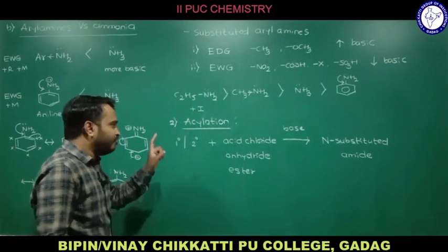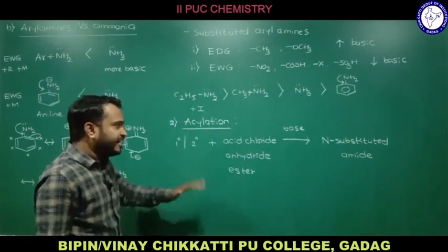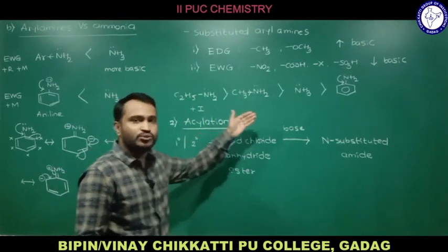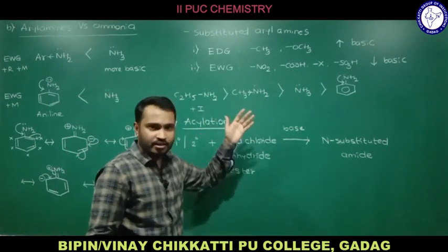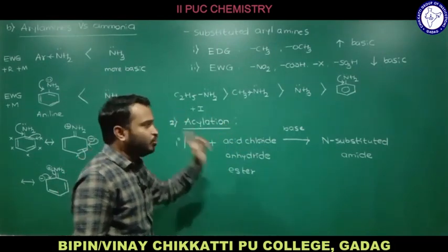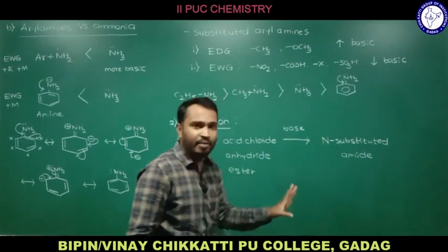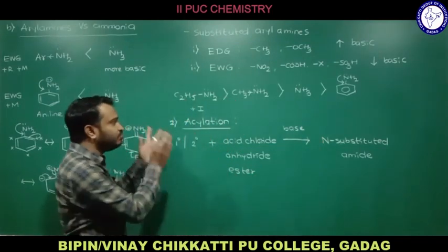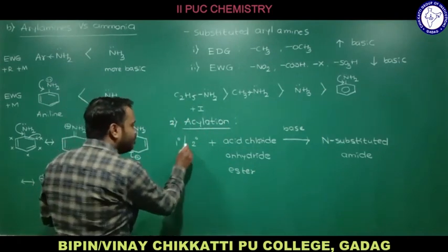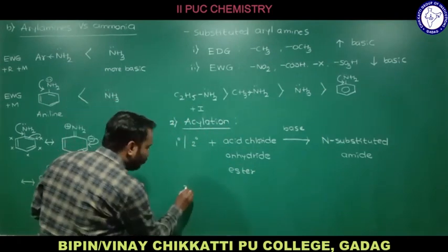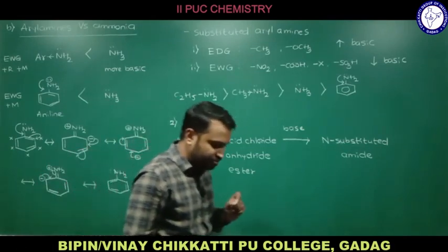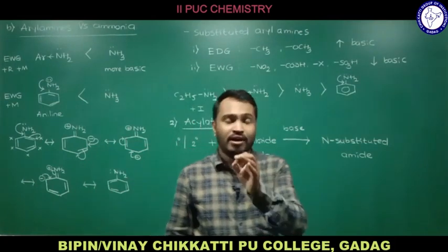Remember that when the primary or secondary amine reacts with acid chloride or anhydride or ester in the presence of a base, for example pyridine, it undergoes a nucleophilic substitution reaction and gives a product that is an N substituted amide, and this kind of reaction is termed acylation. Now see here, I considered a primary and secondary amine only, whereas a tertiary amine does not undergo acylation. Try to know this concept. Tertiary amine does not undergo acylation.